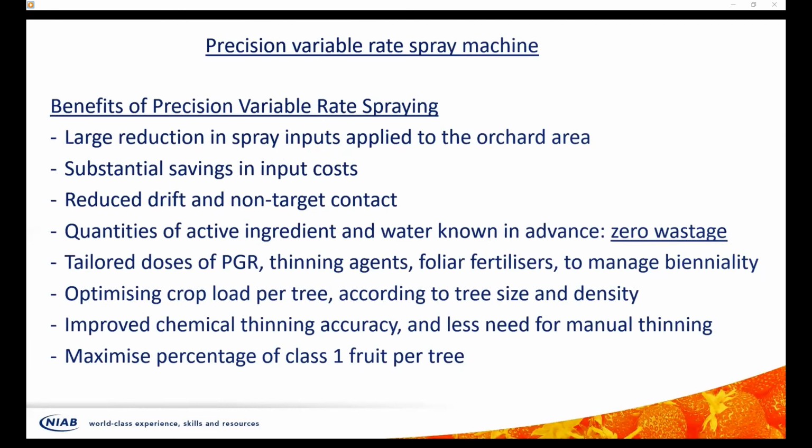And biennial bearing can be managed effectively, and the crop load can be optimised per tree according to its size and canopy density. And by improving the accuracy of chemical thinning, there will be less need for manual thinning, and the percentage of Class 1 fruit can be maximised.